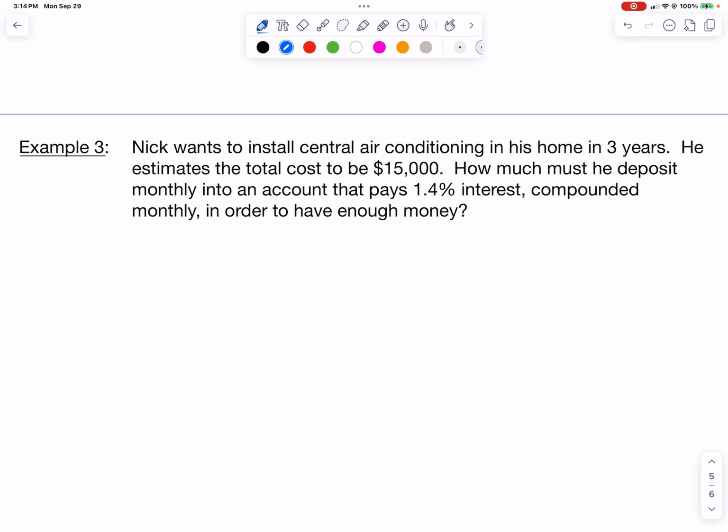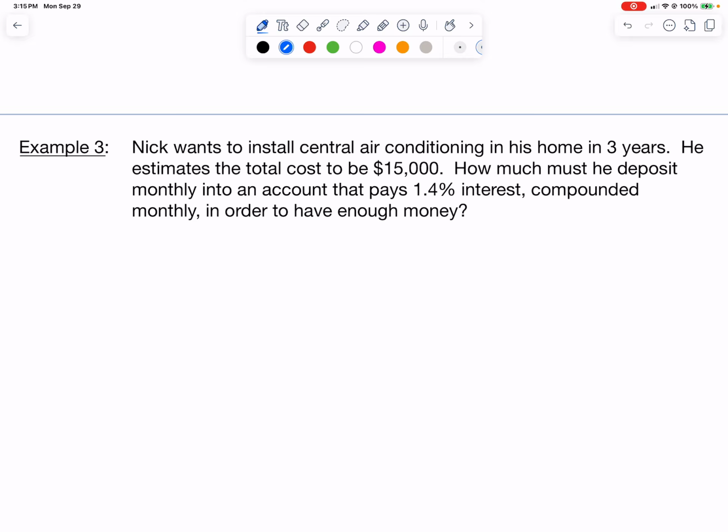Okay, so let's go ahead and take a look at the last example, example 3. So we are told that Nick wants to install central air conditioning in his home in 3 years. He estimates the total cost to be $15,000. Okay, so the question is, how much must he deposit monthly? Okay, so now instead of a one-time deposit, this is going to be a periodic or multiple deposits, and here we're told monthly, into an account that pays 1.4% interest compounded monthly. Okay, so how much does he need to deposit?